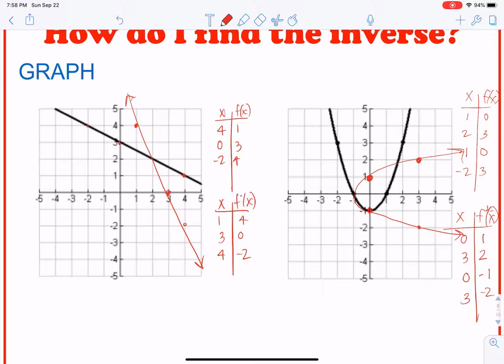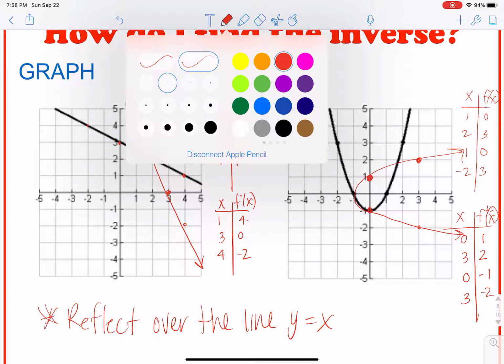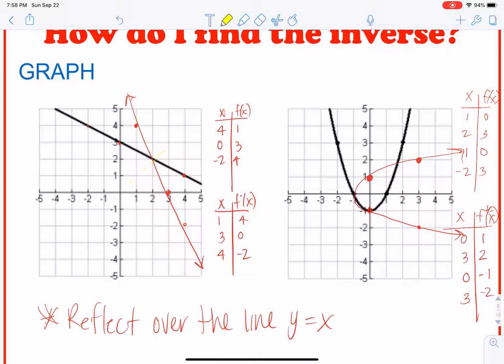And just sort of a fact about inverse function graphs. They reflect over the line y is equal to x. So if I were to come in here and, let's pick another color, sketch a dashed line here where y is equal to x, we can see that there's really nice reflection over the line y is equal to x for both of these functions. So inverses reflect over the line y is equal to x.